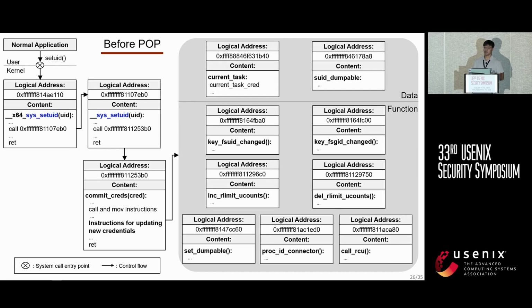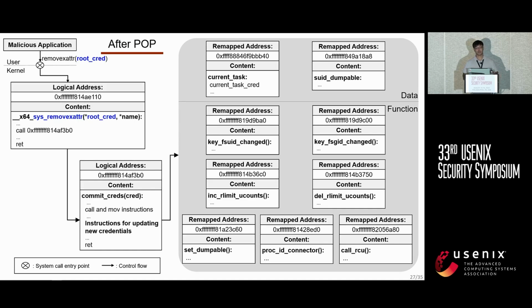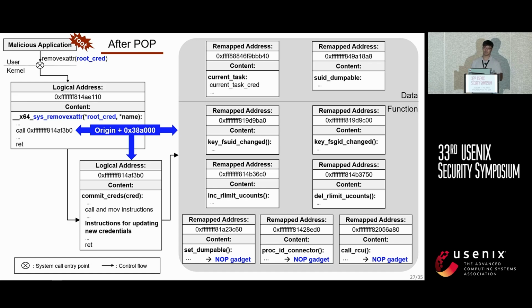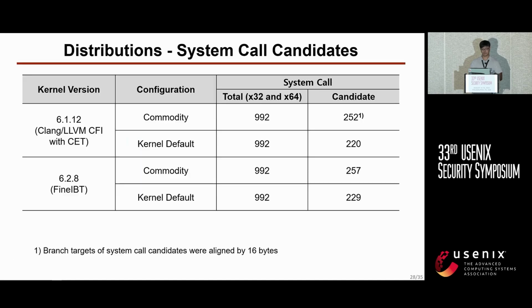Well, before executing POP, the security-sensitive function, commit creds over there, was connected to the sys setuid function. And commit creds had 2 data dependencies and 7 sub-functions, as shown on the right side. After executing POP with the identified symbols, commit creds function is connected directly to the sys remove xattr function. And physical pages of all functions and data are remapped to their original positions plus 38A zeros. As shown on the bottom right, 3 unessential sub-functions are replaced with enough gadgets to prevent remapping explosion. So we were finally able to escalate our privileges to root using the sys remove xattr function.